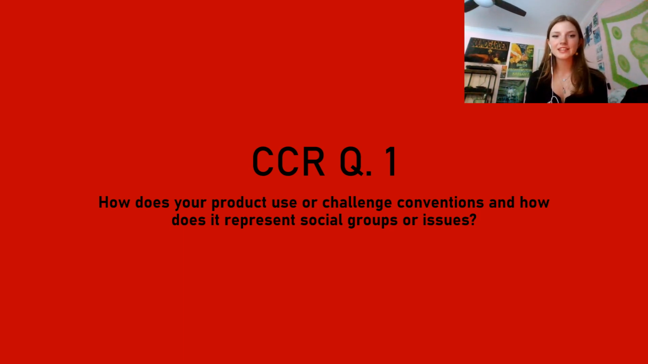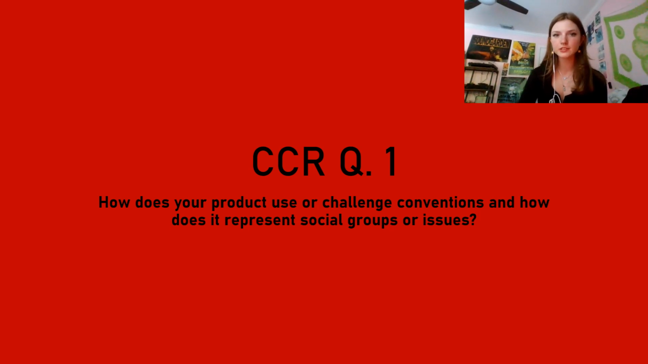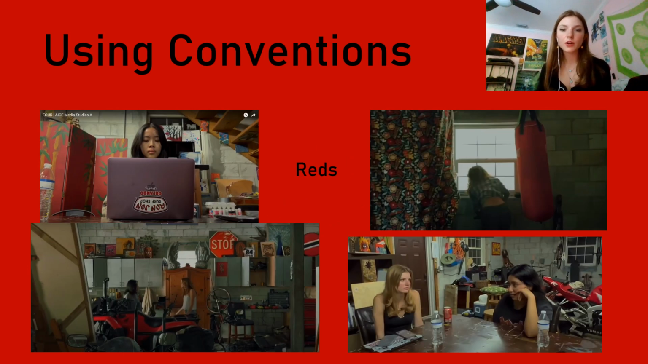I am going to be discussing the CCR question 1, which is how does your product use or challenge social conventions and how does it represent social groups or issues? I would first like to talk about how we use conventions in our film.